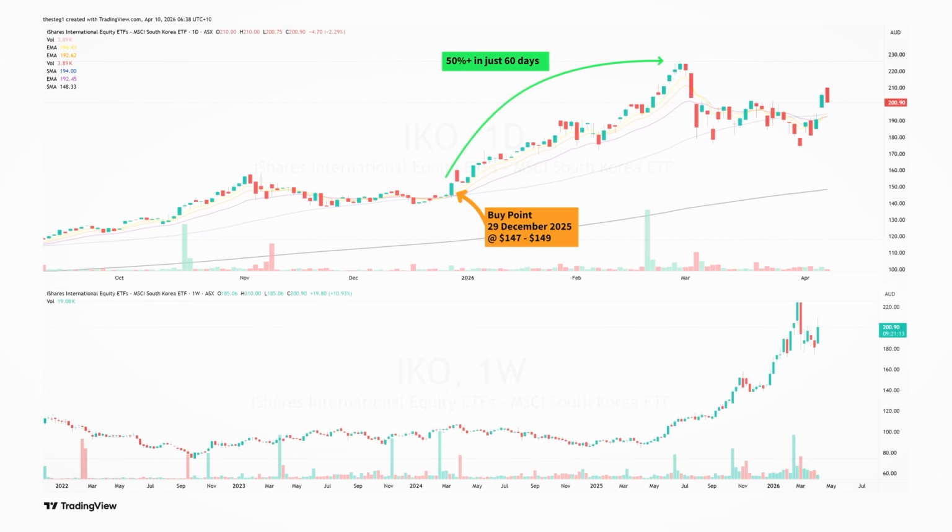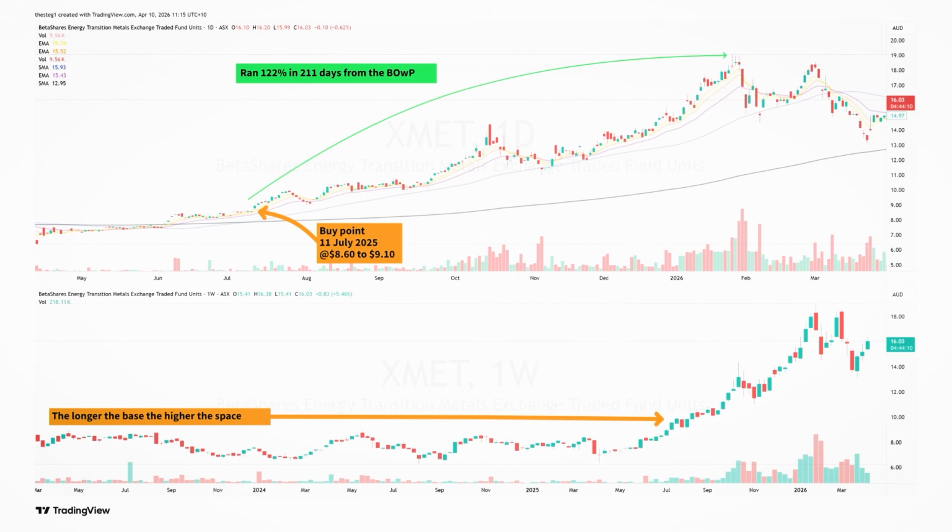You're not trying to guess which ETF explodes tomorrow. You build a watch list, you wait, you let the ETFs prove themselves. The strongest ETFs move first. This method helps you spot them by watching price, volume, structure, and trend. That's the base to trend method. It's how I think about every ETF I cover in the weekly research, and it's why we caught setups like IKO and XMET before they ran.